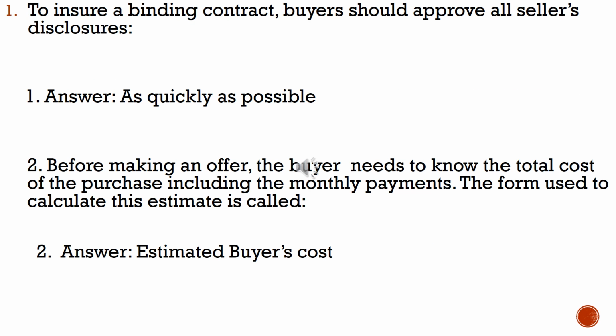Question number 1. To ensure a binding contract, buyers should approve all seller's disclosures. Answer, as quickly as possible. Question number 2. Before making an offer, the buyer needs to know the total cost of the purchase, including the monthly payments. The form used to calculate this estimate is called, answer, estimated buyer's cost.